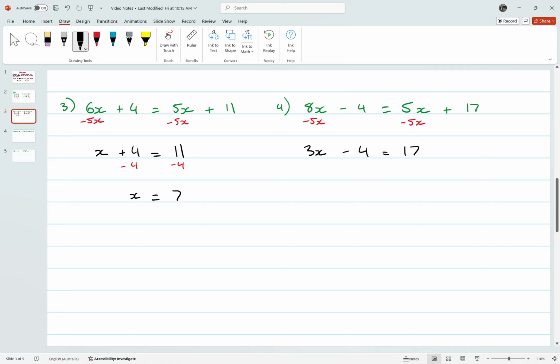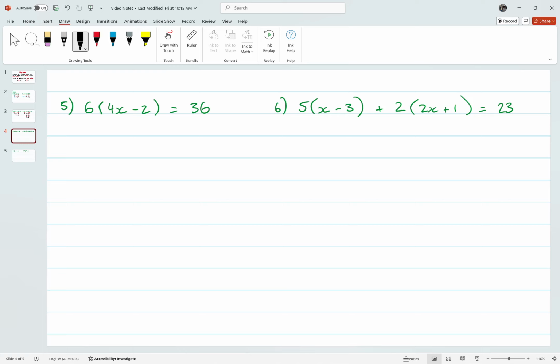The next thing I want to do is think about, well, should I get rid of the 3 or the 4 first? Our rule of thumb tells us that we want to get rid of the thing furthest away from the x. So I'm going to get rid of the 4 first, add 4, add 4. I get 3x equals 21. And lastly, I want to divide by 3, divide by 3. I get x equals 7.